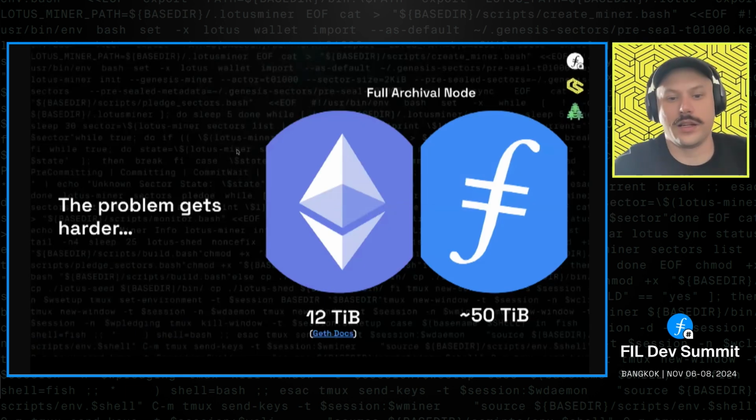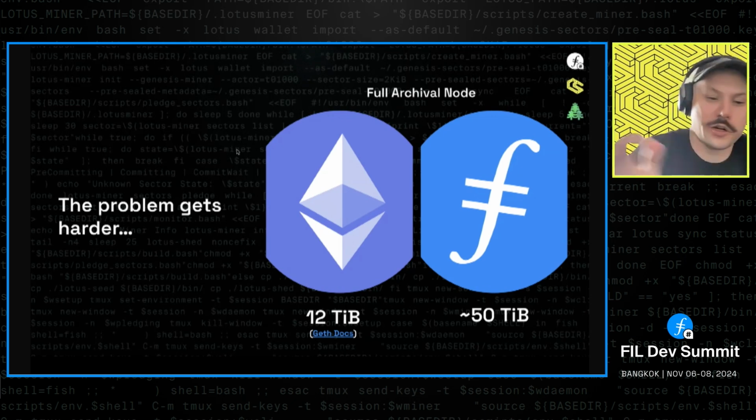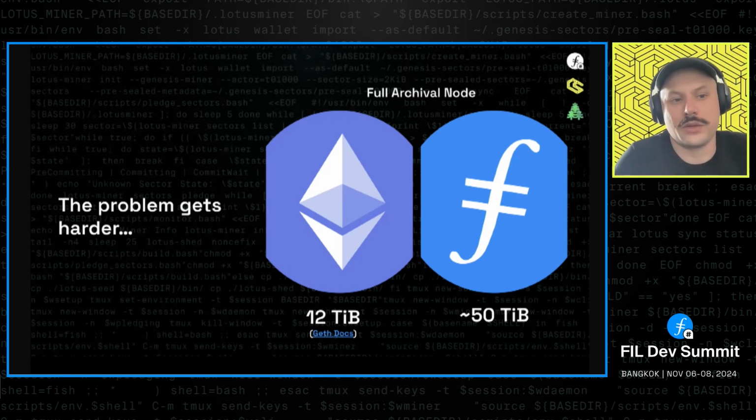In Filecoin land, this is a particularly notable problem due to Filecoin's huge state compared to other chains. And so there's the notion of a full archival node, which is basically a node that stores all previous states. For Ethereum, a full archival node on mainnet is about 12 terabytes of storage, whereas for Filecoin mainnet it's about 50. And keep in mind that the Filecoin chain is much younger, and it's definitely growing at a much faster rate.